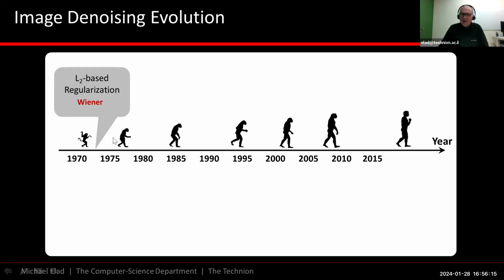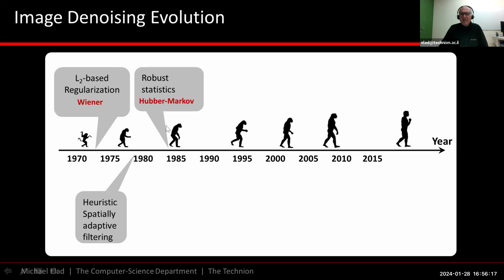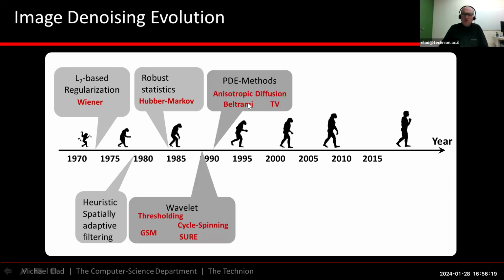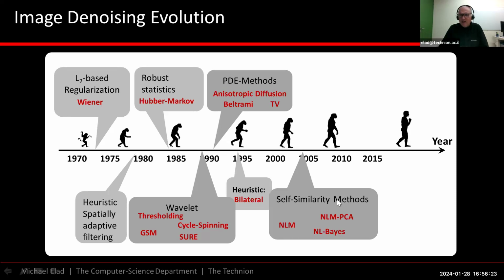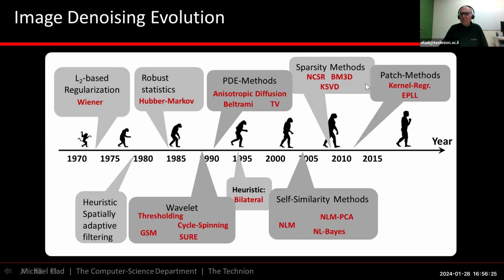And we have been through this, the L2 based, and the robust statistics, and the wavelets, and the total variation, and other PDE based, and self-similarity, and sparsity, and patch-based methods. And the most recent comers are the low rank assumptions that are performing the best as compared to all the previous ones. And then this evolution stops.